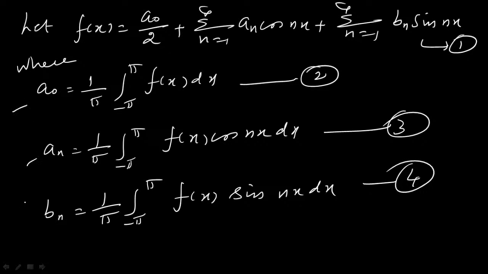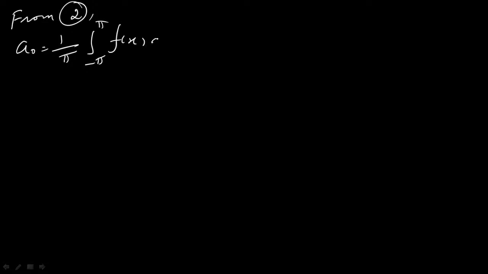Take this as equation number 2, this as equation number 3 and this one as equation number 4. So after calculating a naught, an and bn, we substitute all these values in equation 1 to get the Fourier series representation of the given function f of x in the open interval minus pi comma pi. Let me start our calculation. So first we calculate the value of a naught. From equation 2, we have the formula for calculating a naught: a naught is equal to 1 by pi integral from minus pi to pi f of x dx.